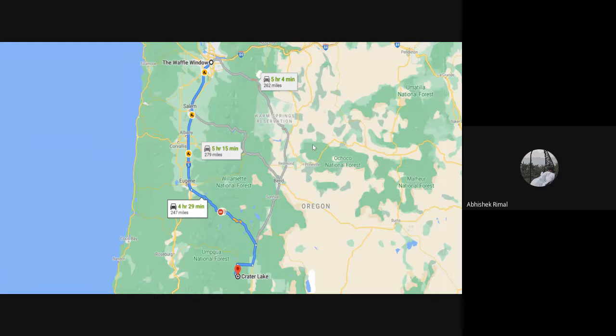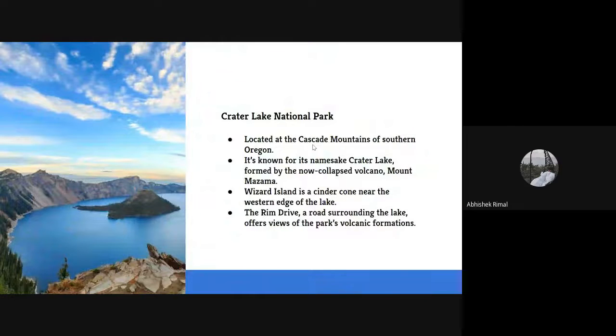After we did some research and after we had a very heavy breakfast, we decided to explore a little more. We did some Google research again, and we found out there's a national park located about 4 to 5 hours away from the Waffle Window. So we rented a car and went on a long road trip because we really wanted to see this place. We went to Crater Lake National Park, and it had a very amazing view.